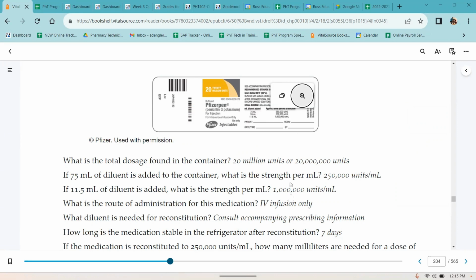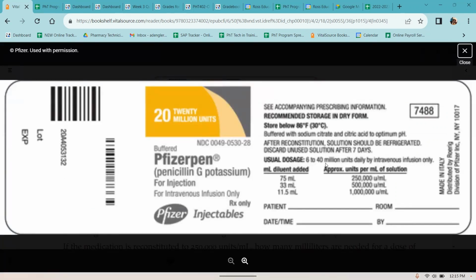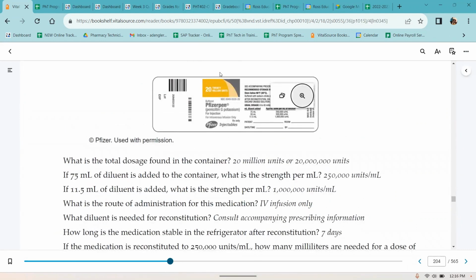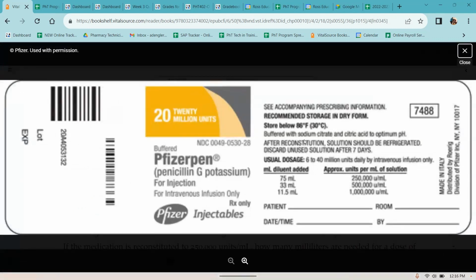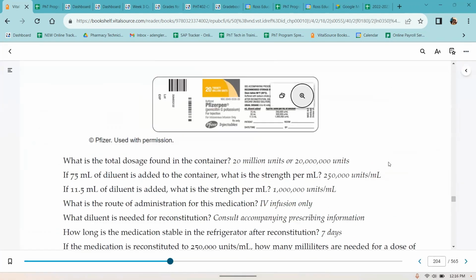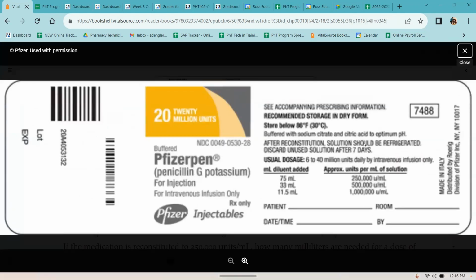What is the route of administration for this medication? It's IV infusion only. What diluent is needed for reconstitution? And that is consult accompanying prescribing information. And it usually will, sometimes it'll tell you right on the bottle. Does it say it on here? How long is the medication stable in the refrigerator after reconstitution? And that's 7 days. So it says right here.